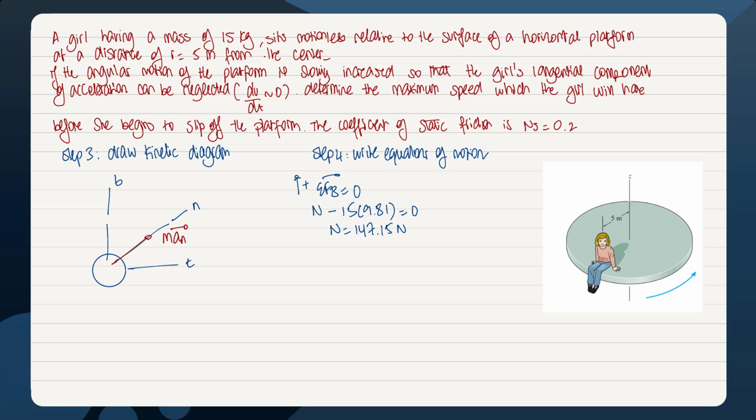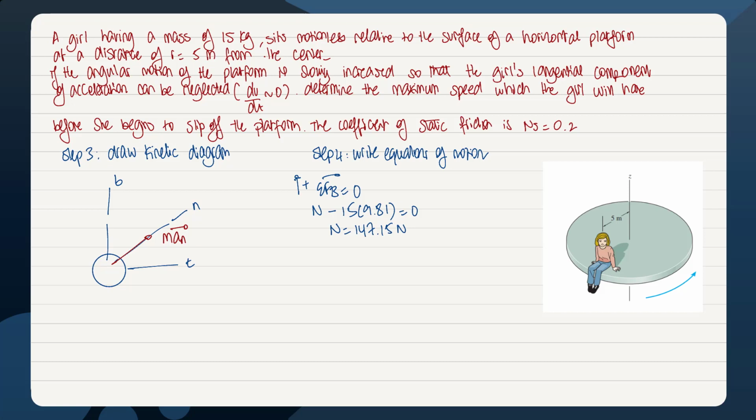We have three different equations of motion: sigma Fb, sigma Fn, and sigma Ft. Noting that there are no forces along the t-axis, there is no acceleration either, so the equation of motion along the t-axis is useless here. Let us write down the two other equations. Sigma Fb is equal to 0. Obviously we do not expect the girl to jump off the platform vertically, so the acceleration there is 0. The sum of the forces is N minus 15 times 9.81 equals 0. Then we get the normal force, N is equal to 147.15.